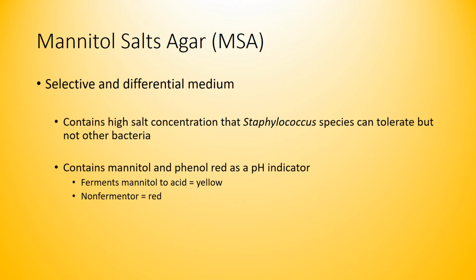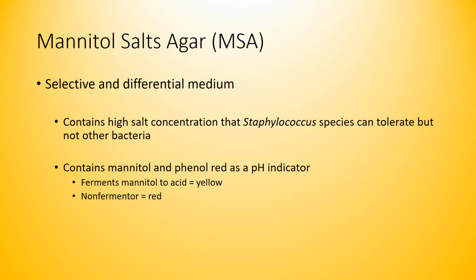The media that we use to inoculate and look at Staphylococcus is called MSA, or mannitol salts agar. This is both a selective and a differential medium. It is selective in that mannitol salts, as the name implies, contains a high salt concentration, about 7%. And as I just said earlier, most species cannot tolerate this, but Staphylococcus can. So Staphylococcus species are about the only thing that's going to grow on a mannitol salts agar plate.